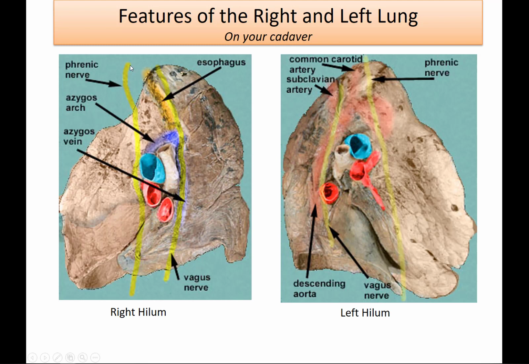The course of the phrenic nerves is going to be anterior to the root of the lung, in both cases, on the right and on the left lung, and the vagus nerve is always going to be going posterior to the roots of the lungs.